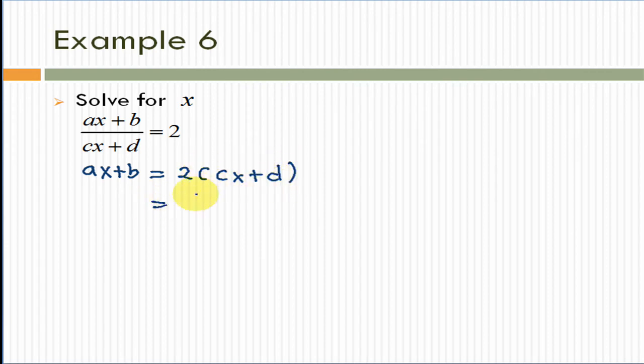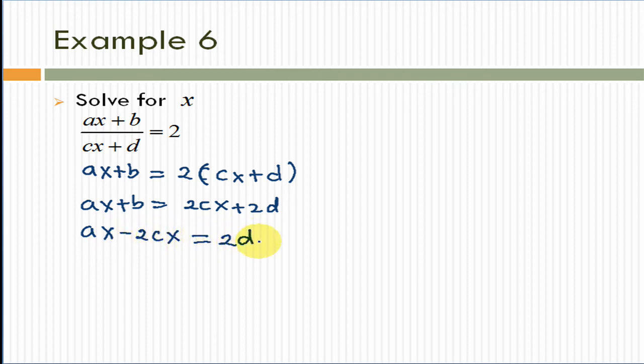Okay, let's expand the right hand side. So this is parentheses and that's a c. 2cx plus 2d is equal to that, ax plus b. Collect all the terms containing x. So move this here and move b to the other side to get ax minus 2cx equals 2d minus b.